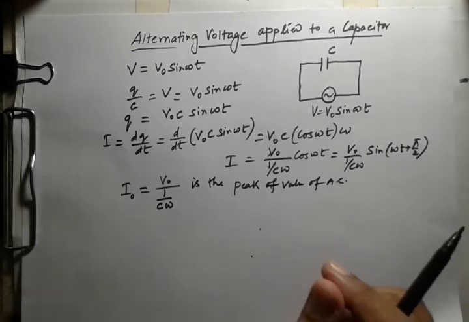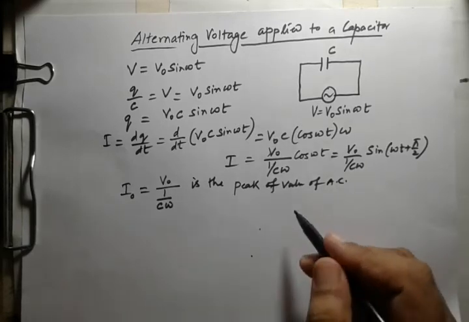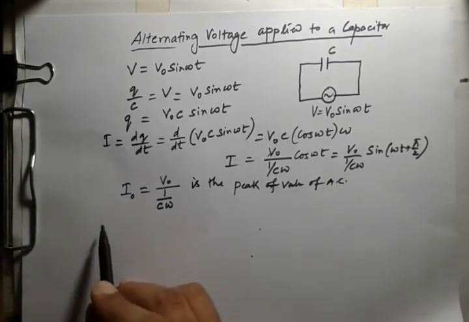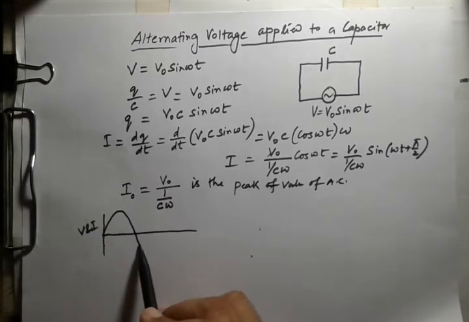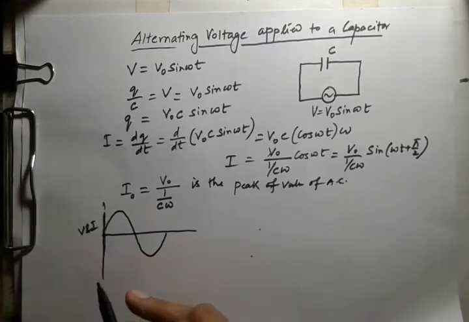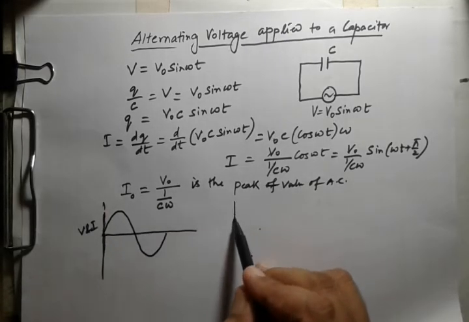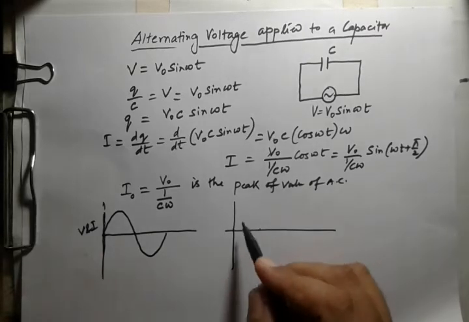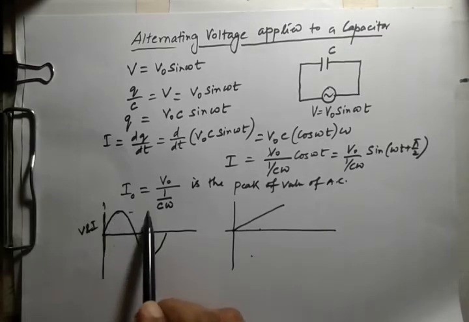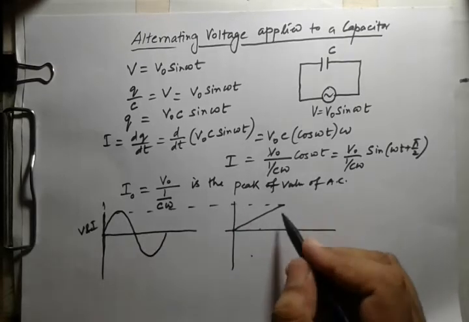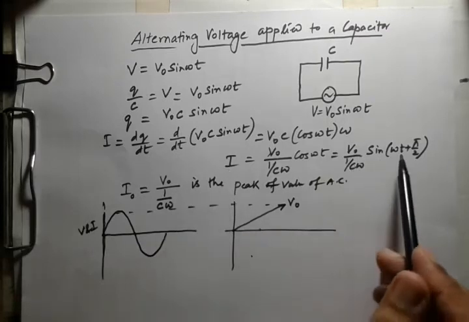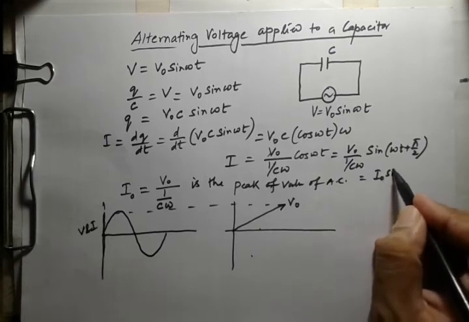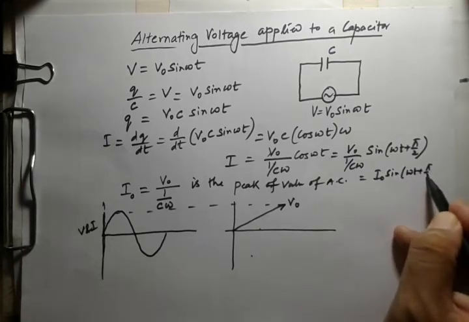Now if I want to do the phasor diagram and the time diagram for this, then what we'll get? First we'll draw the time diagram. Time diagram will be like this. This is V and I. So this one was voltage. And as well as you can draw the phasor diagram from here. So this is the V naught. See, I is equal to I naught sine omega t plus pi by 2 also from here.